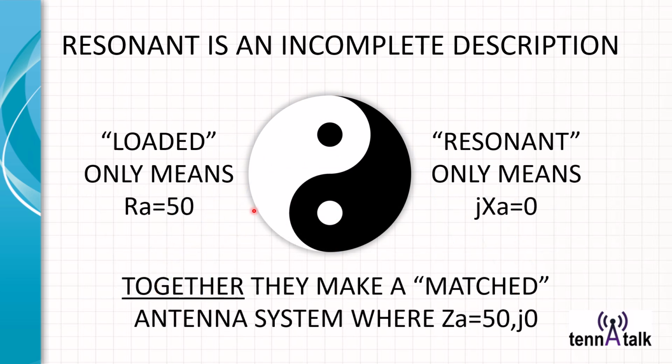So now that we're talking about resonant systems, that means loaded and resonant. That's a match system. If we have an antenna that is loaded properly and resonant, I've got a complete circle from the yin-yang, the matching halves of my antenna, all in one place. It's a happy situation. A well-tuned dipole is just that. Together they make a matched antenna system where impedance is 50 + j0.